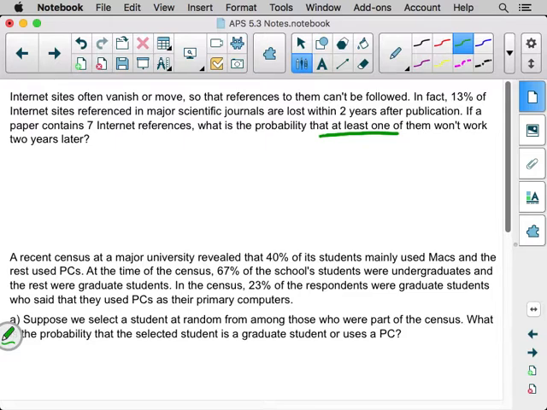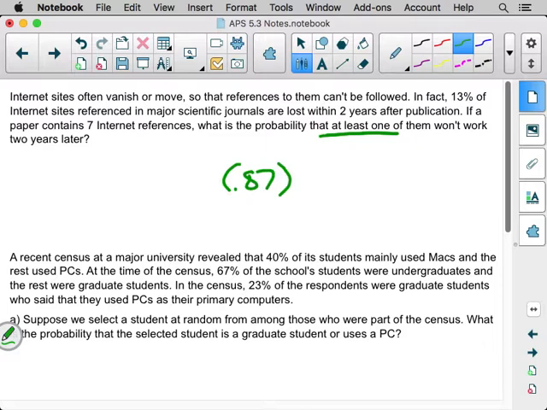So here we're talking about there's a 13% chance of it being lost. So what's the probability that it's not lost? 87. All right, so there's an 87% chance that it will not be lost. How many sources are we talking about though? We're talking about 7 of them. Okay, 7 sources that we're trying to track.